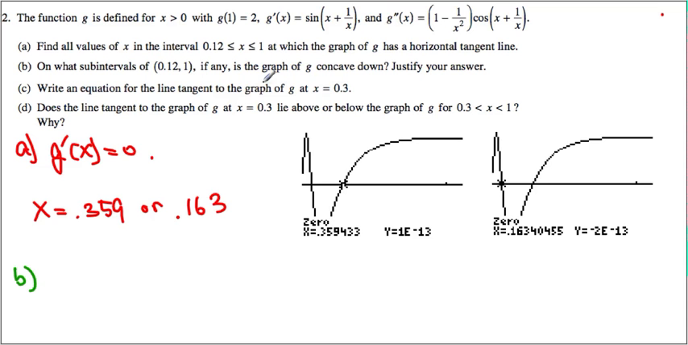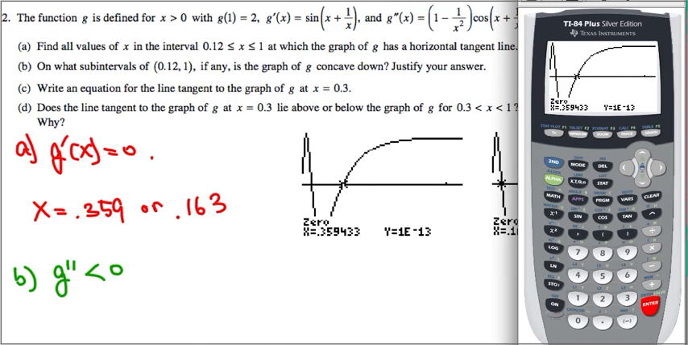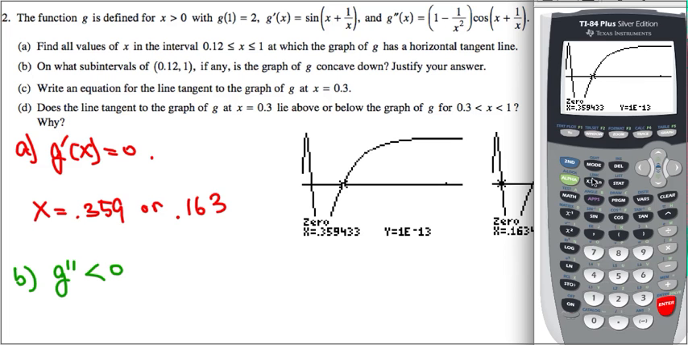Now let's look at B. On what interval, if any, is the graph of g concave down? Concave down basically means g double prime has to be less than 0. Now how are we going to get that? We need to plug in the second derivative. So let's try to do that then.